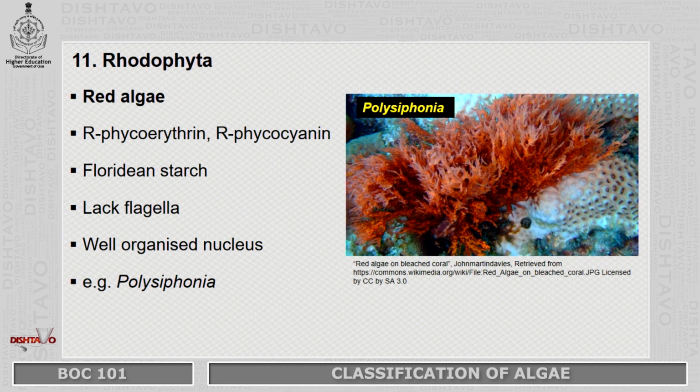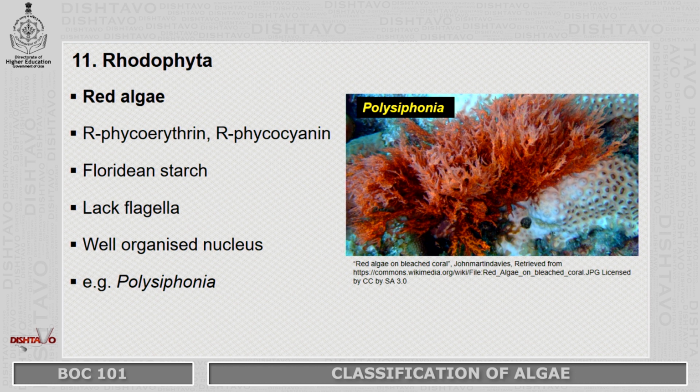Then the last division is Rhodophyta. They are called red algae. The major pigments here are R-phycoerythrin and R-phycocyanin. R stands for Rhodophyta, or you may consider it for red algae. Floridean starch is a very special starch, which is the reserve food material here, and none of these organisms have flagella. Whether it is reproductive structure or vegetative structure, they do not have flagella in this group. An excellent example for this group is Polysiphonia, which you are going to study in detail in the next module.